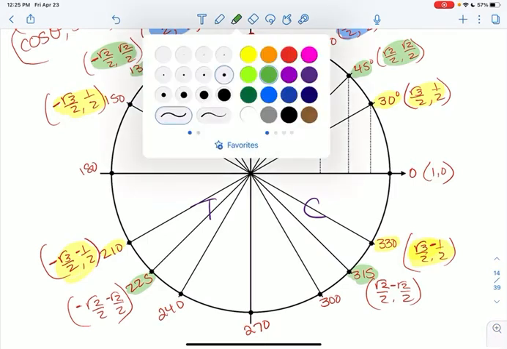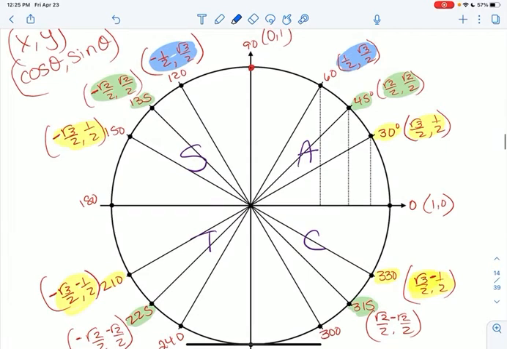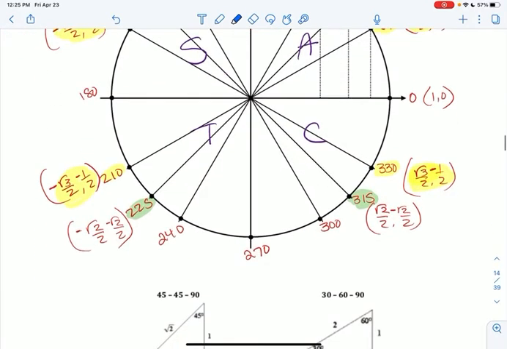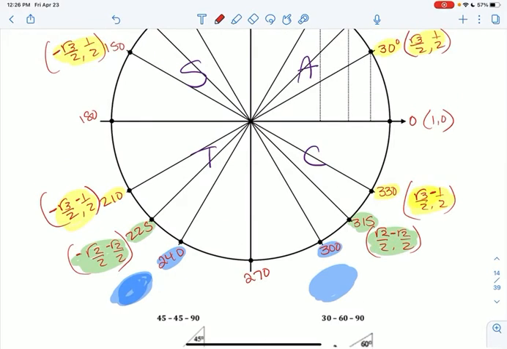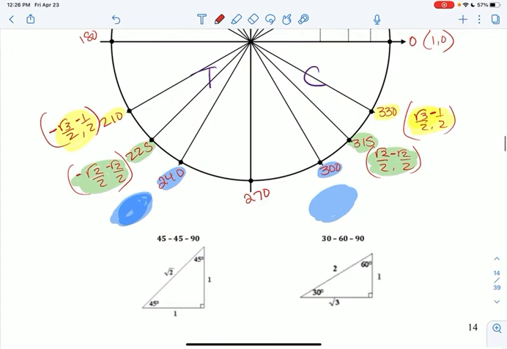All right, and the last ones that I'm doing are all the ones that have a reference angle of 60. So 60, 120, 240, and 300. Let's highlight those. Oops, I forgot to highlight the other ones in green. Let me go back and do that. All right, so 30, what is going on with the 30? Well, not 30, sorry. 60 is 1/2 and radical 3 over 2.